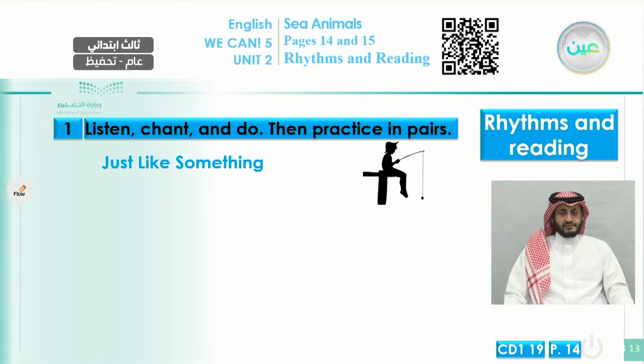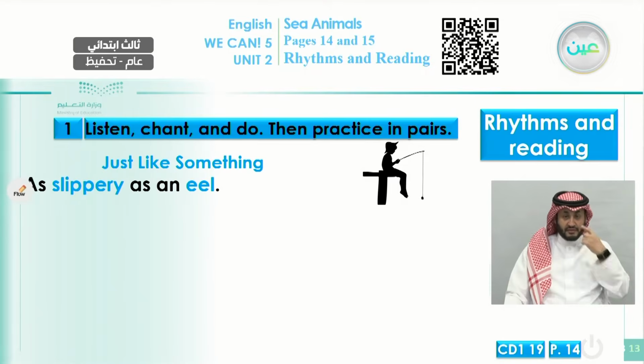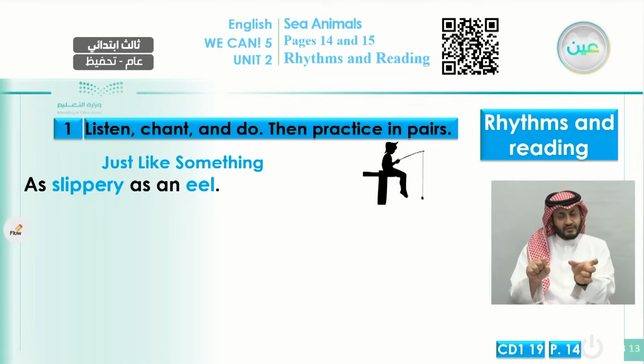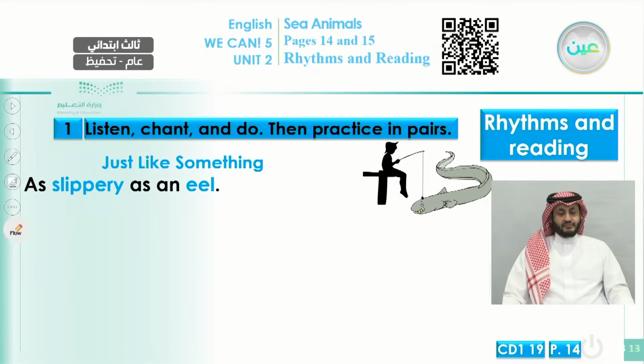If you want to use comparison using two things and they have the same degree of this adjective, you say as. Like this one here. You say as slippery as an eel. This is a new sea animal that we call eel. Okay, as slippery as an eel. This is the sentence. You can see it in the sea sometimes.